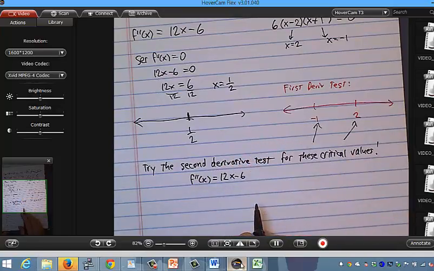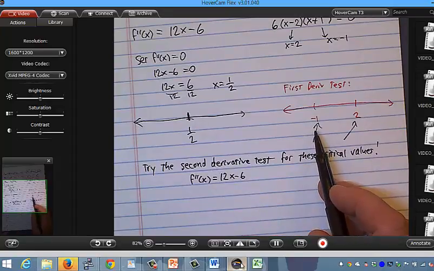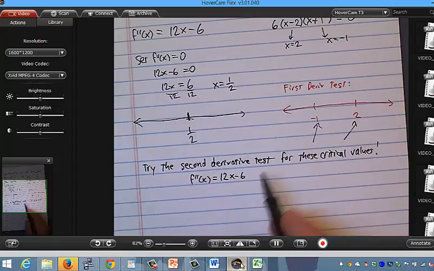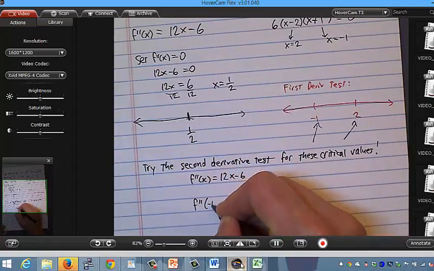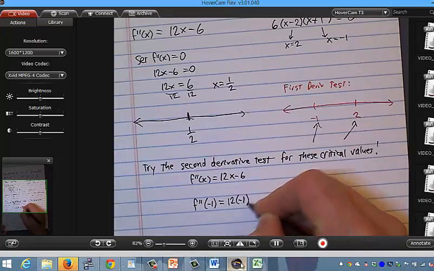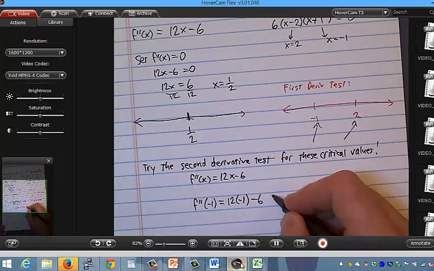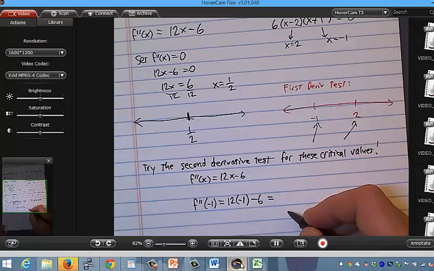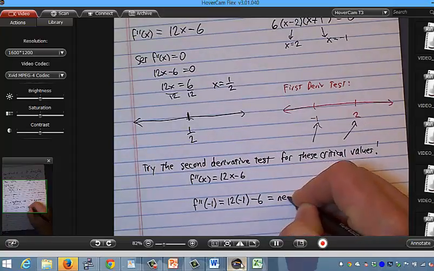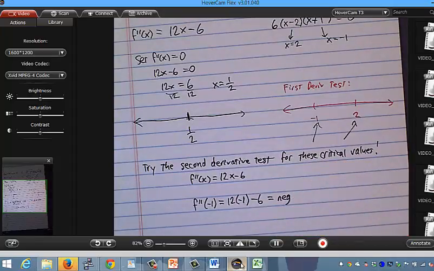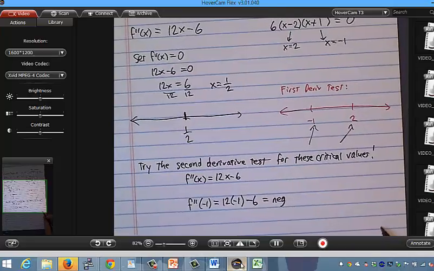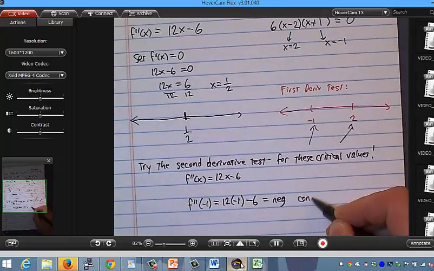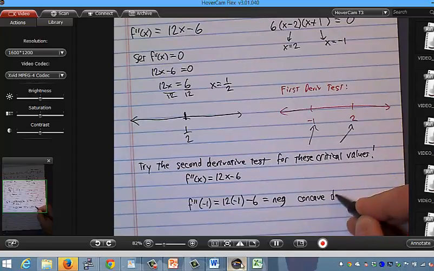And so now, what I'm going to do is I'm going to take a critical value, and I'm going to put it into the second derivative. Watch. F double prime of negative 1. That's 12 times negative 1 minus 6. Which is what? Negative 18, right? Actually, I don't care what it equals, but I do care that it's negative. Because if it's negative, what does that mean? We are concave what? Down.